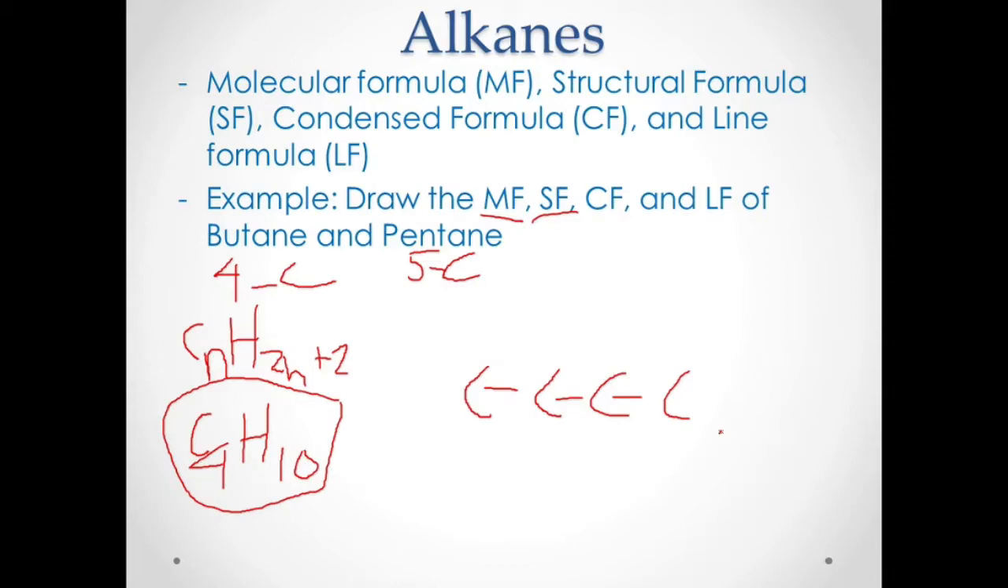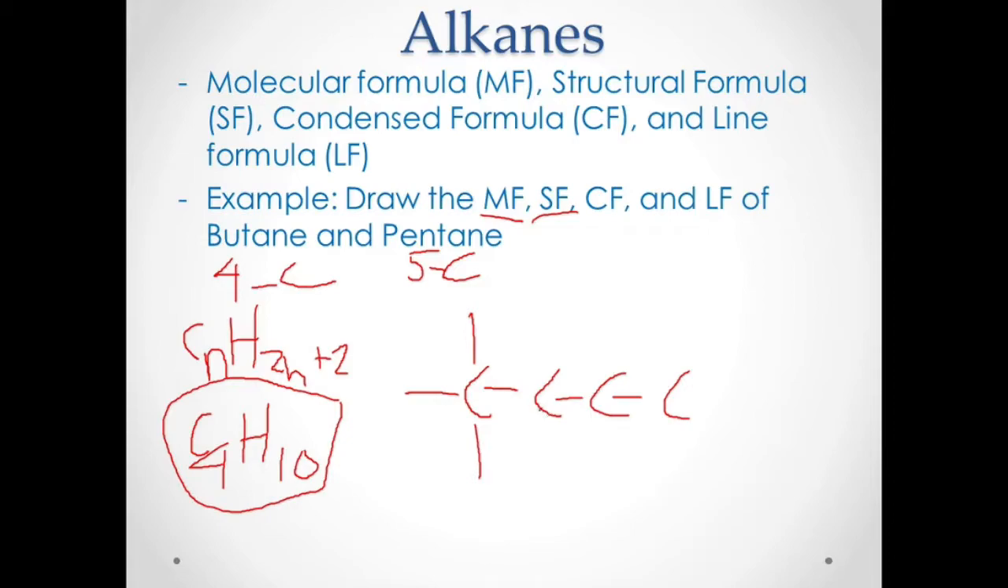That means it only binds to a total of 4. For example, this carbon already bonds to carbon 1, so it needs how many remaining bonds? 3, so that it would have a total of 4. So 1, 2, 3, 4.